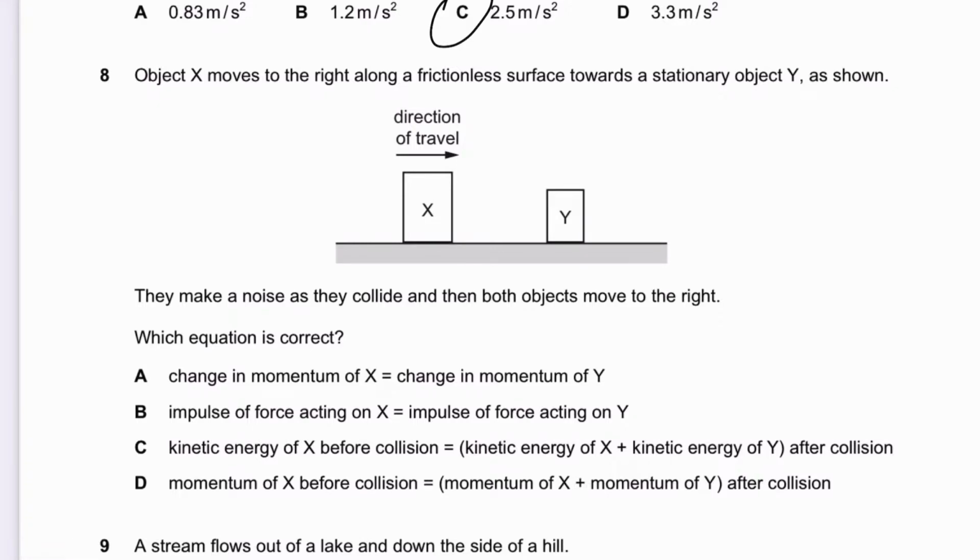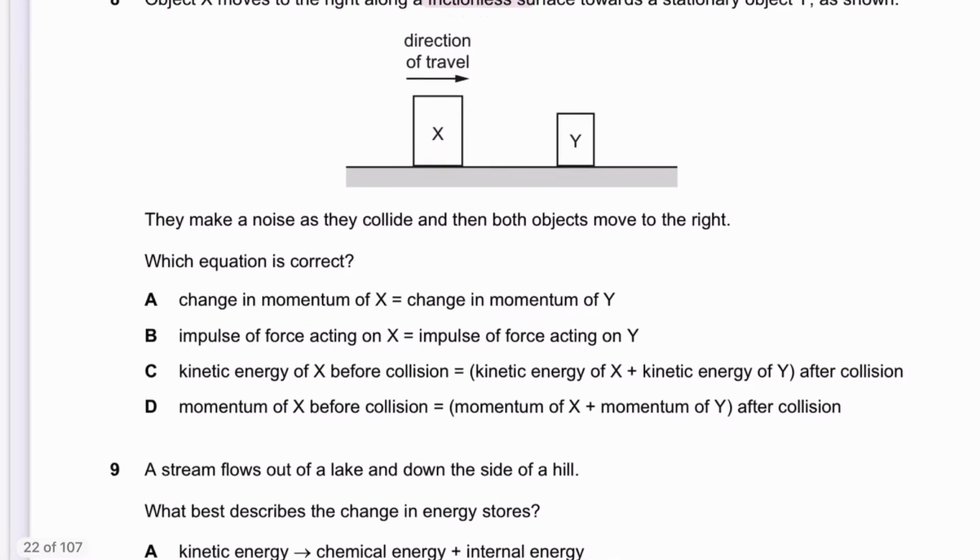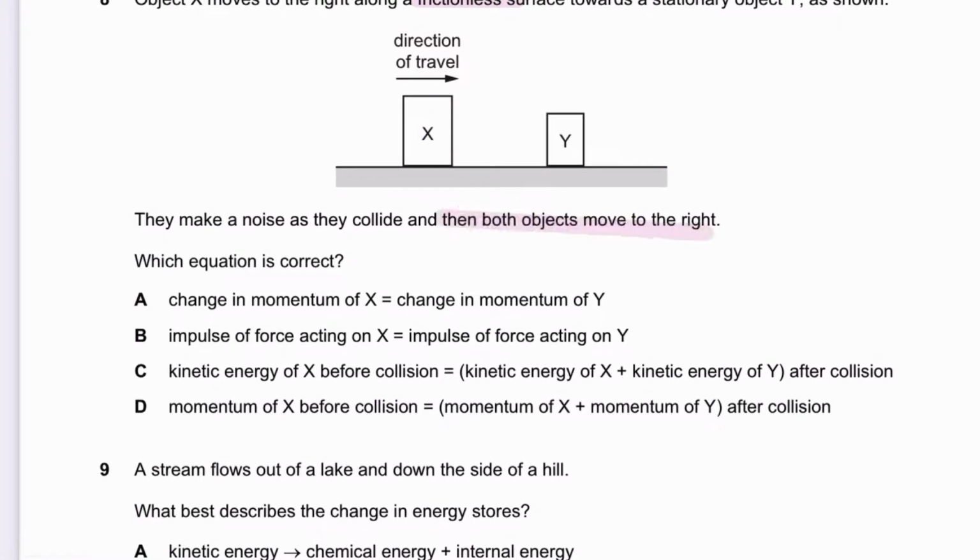Okay, object X moves to the right along a frictionless surface, therefore there's no loss of energy, towards a stationary object Y as shown. They make a noise as they collide, and then both objects move to the right. Which equation is correct? A.